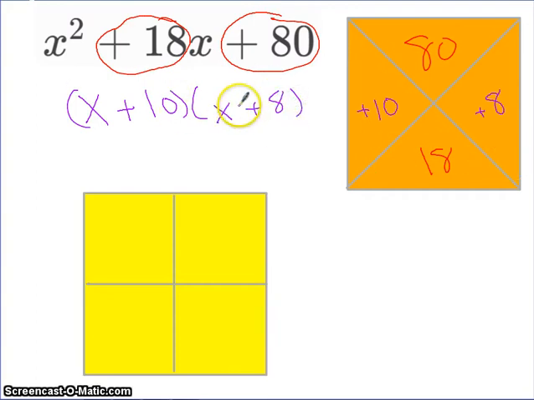Let's check to see that that works. In other words, I want to check that these two are equal to each other, and I'm going to use the box method.